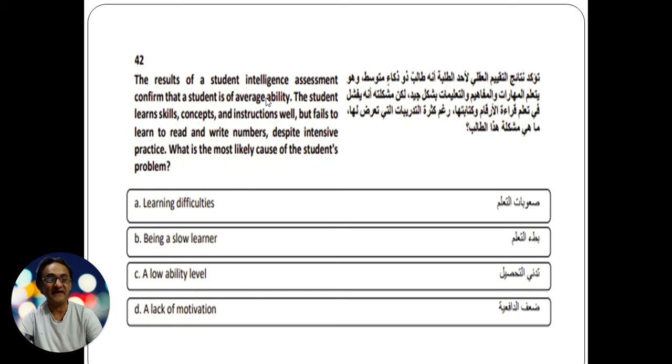It's already explained, so why would it be low ability level? Of course not. Lack of motivation doesn't make sense either. So these two are completely wrong. Now being a slow learner is a wonderful option that makes sense. But another part of the question says the student fails to learn to read and write numbers despite intensive practice. This shows the learning difficulties.